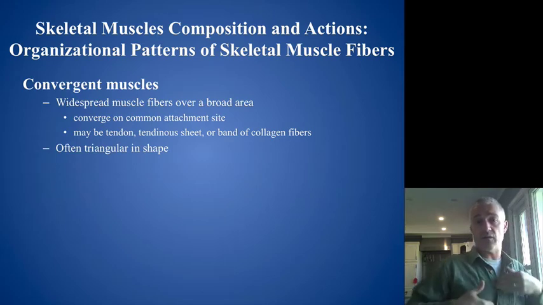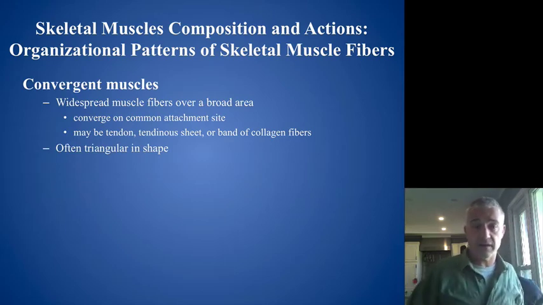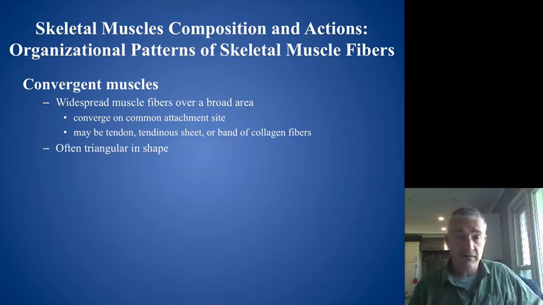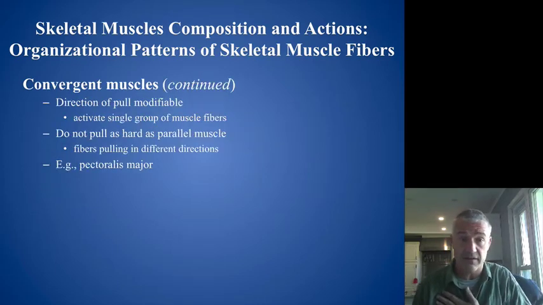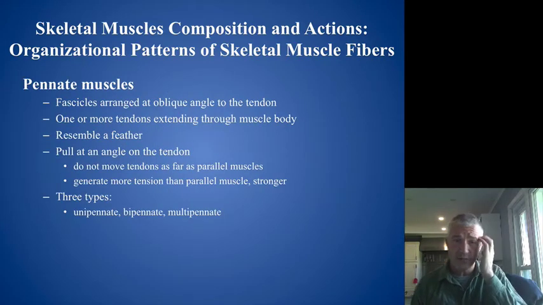Convergent muscles, these are going to be things more like the deltoids or the pec, where you have a wider attachment on one end and it's narrowing to a point on the other end. Could be a tendon, could be a fiber that it's attaching to. A lot of the times these muscles are more triangular in shape. Like I said, pec is a good example of this one. Again, generally they can't pull as hard as a parallel muscle because they have a broader area that they're pulling from to a point.